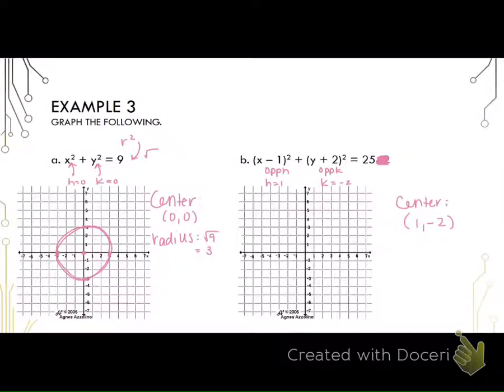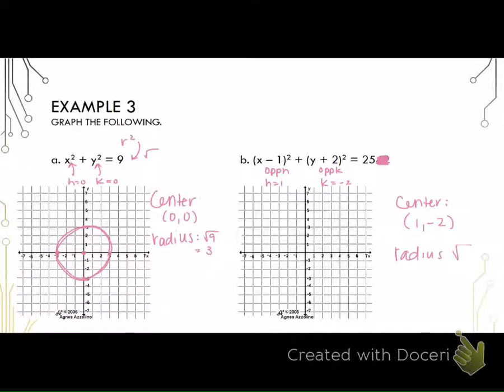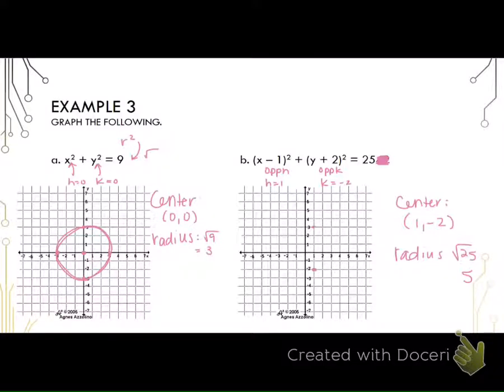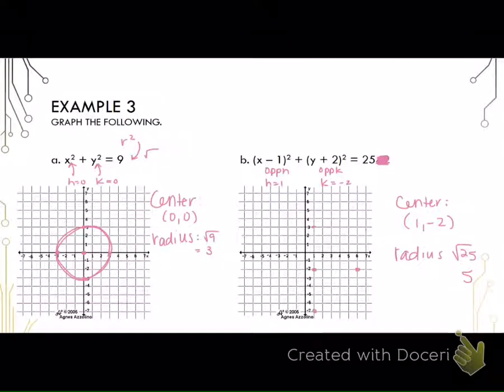So what is my radius then? 5. The square root of 25 is 5. So we're going to put a point at 1, -2, and count 5 up, 5 to the right, 5 down. Again, make sure it does not look like a square. All right, guys.